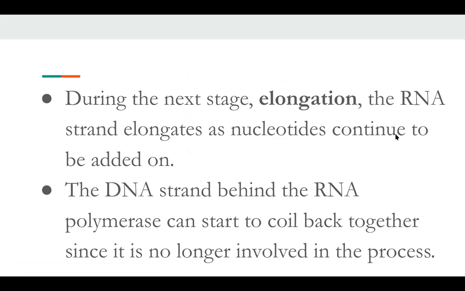So during elongation, the RNA strand is going to elongate. It's going to add the nucleotides one by one onto the growing RNA transcript. What's going to happen is the DNA is going to coil back as we move down the RNA. It's going to coil back around into that double helix. So we're basically opening up the double helix, transcribing one side of the DNA into RNA. And as soon as we move past that section, the DNA is going to twist back into the double helix.